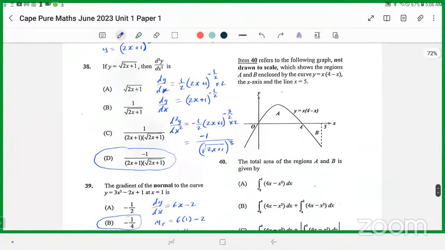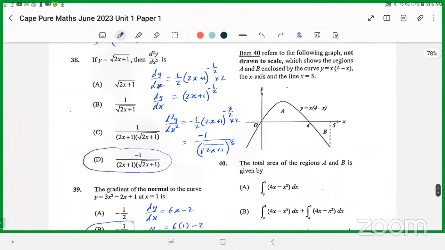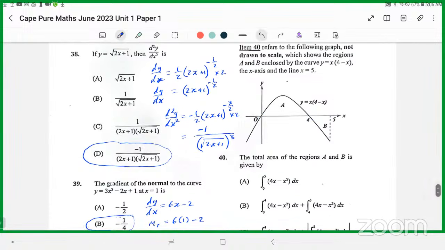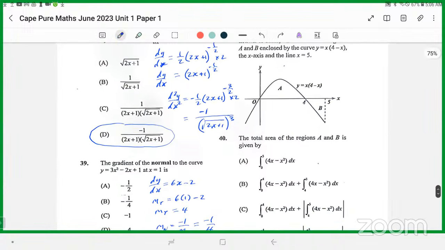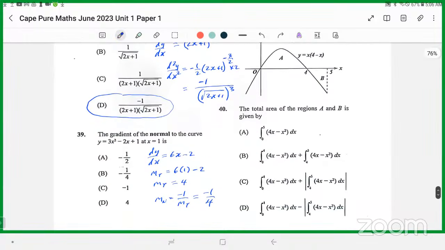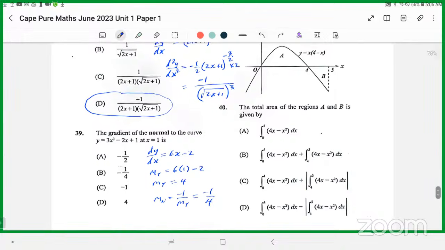Number 40 gives us this curve. So the total area of A and B is given as the area from 0 to 4, then because this B is below the axis, we're going to take the modulus of the area between 4 and 5. All right, so which one is it? 0 to 4 first. See it here, 0 to 4. And you have to add the modulus from 4 to 5. So it says this one.